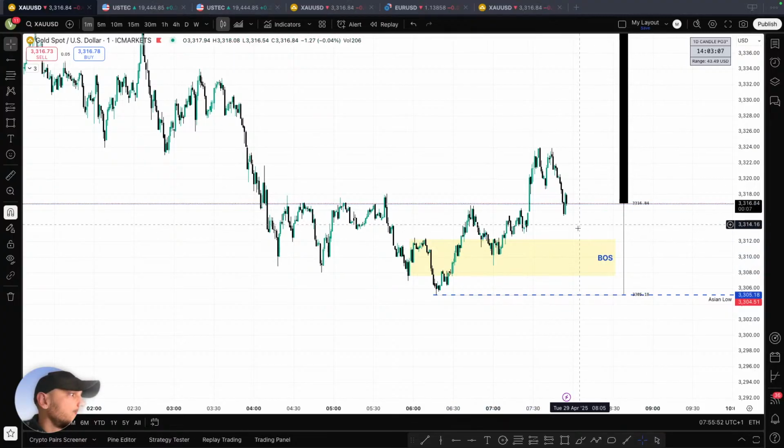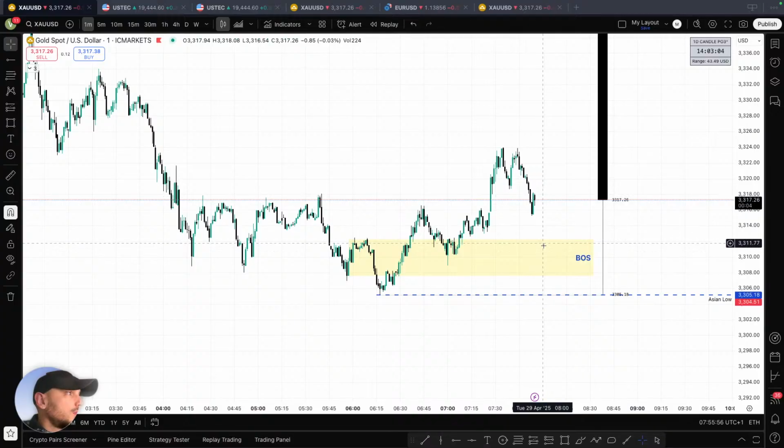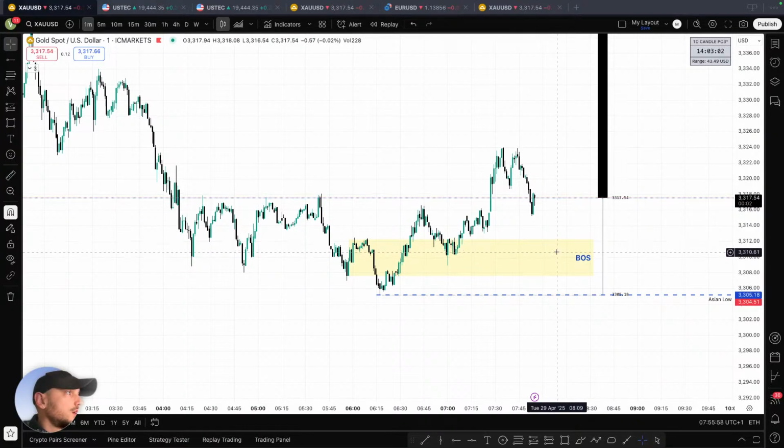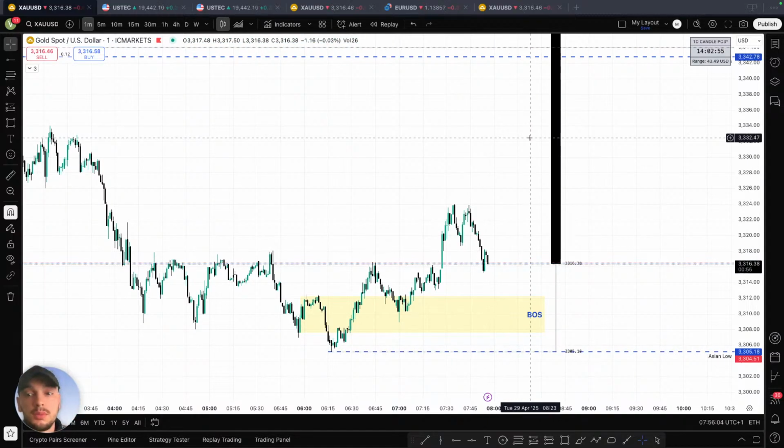So it's very important now. During the London Open, are we gonna retest this area again and go below? Or we can tap it and go even higher, or we can just go even higher from here.